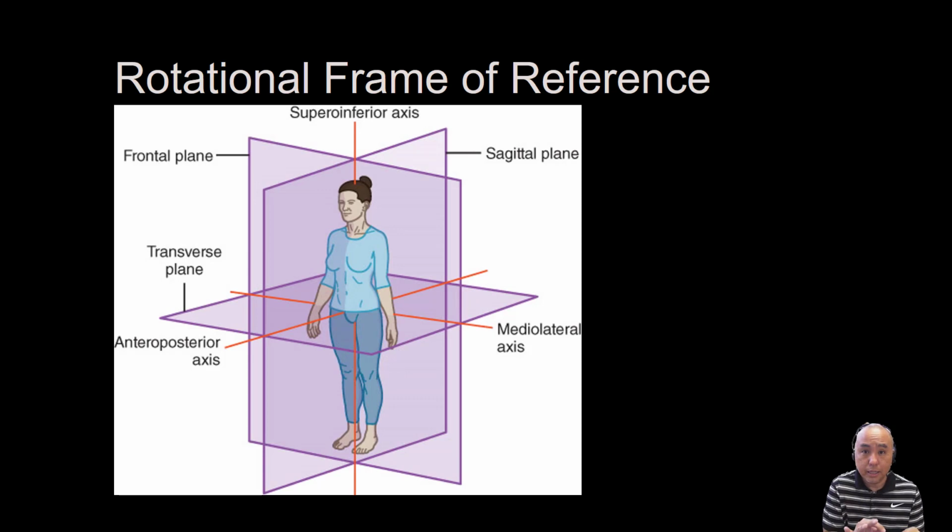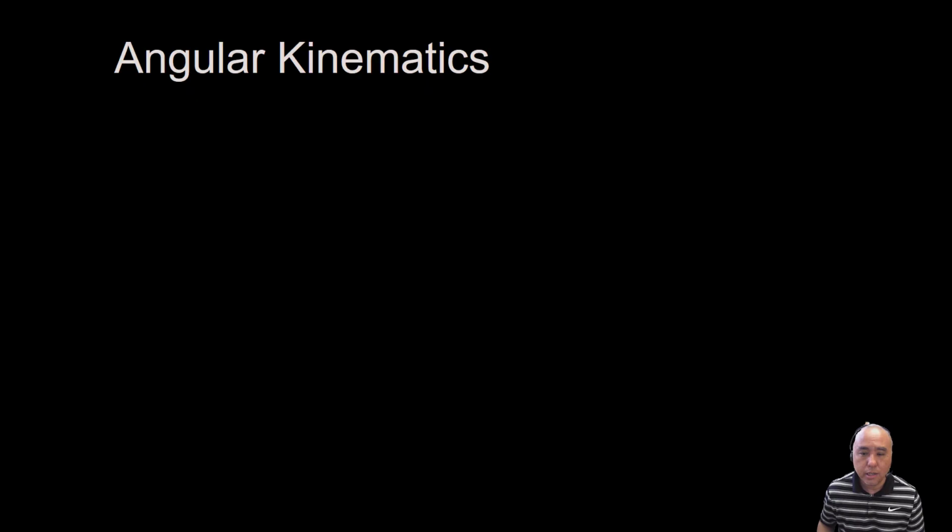So let's look at it in clinical planes of motion. The frontal plane, for example. The axis perpendicular to the frontal plane is the AP axis, the anterior-posterior axis. In the sagittal plane, it's the medial-lateral axis, and in the transverse plane, it's the superior-inferior axis. Okay, so everything in terms of measuring, in terms of kinematics, when we make these measurements, is with respect to a rotational frame of reference.